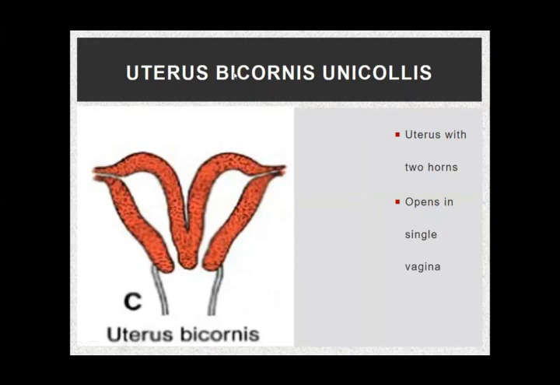Unicollis means single vagina uterus. Bicornis, unicollis, uterus with two horns, but a single vagina. Both the horns they open in one common vagina.